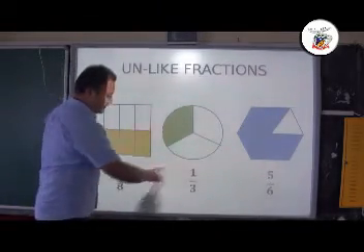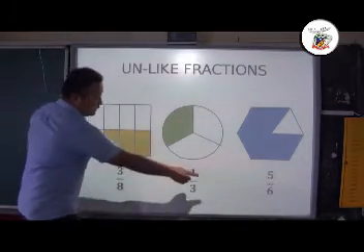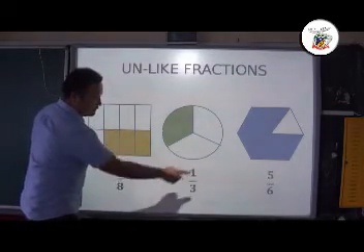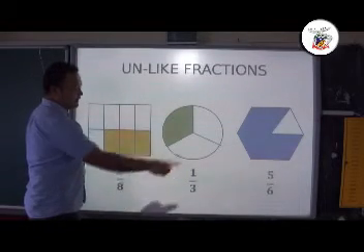Now unlike fractions, note the denominators again. All these fractions, they have different denominators, 8, 3 and 6. So these fractions are unlike.